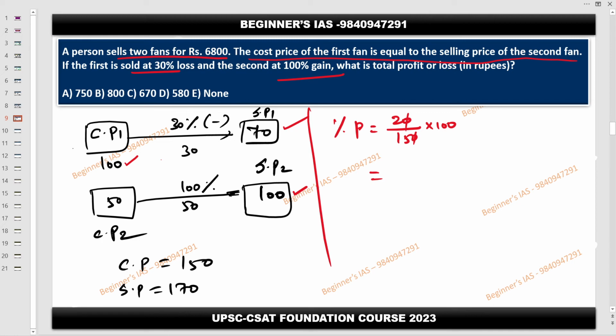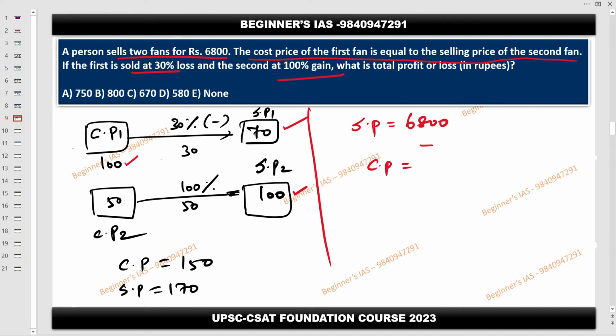Here the question is dealing with the profit percentage, no? So profit percentage means this is the procedure. But the question is not dealing with the profit percentage. They are dealing with the amount. So if they are dealing with the amount, when the SP for both is equal to 6800, then calculate the CP.